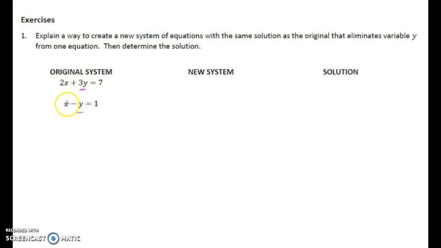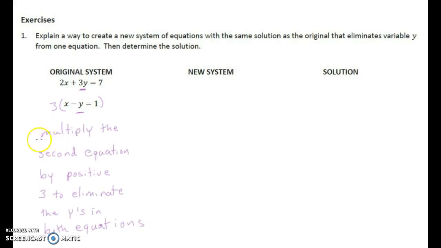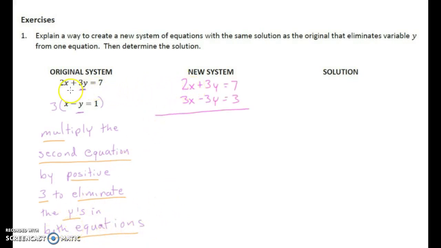And honestly, if I could just multiply this equation by 3, that would take care of everything. So strategy is going to be to multiply the second equation by a positive 3. When I do this, I'm going to eliminate the y's in both equations. This is a good strategy. Let's see what it looks like. All right, at this point, I've copied over the first equation, 2x plus 3y equals 7.